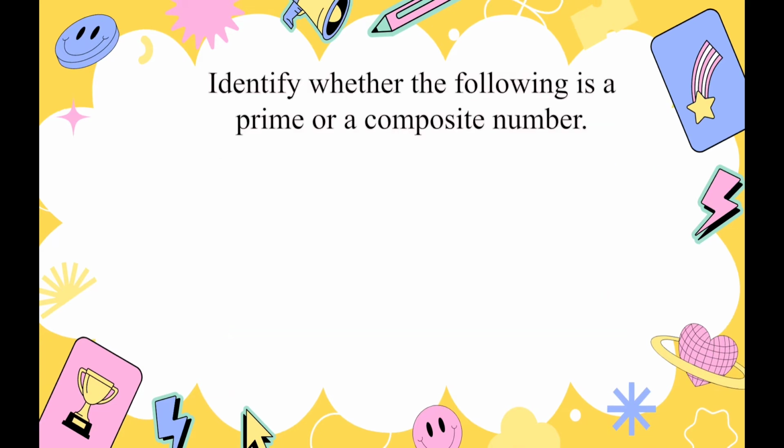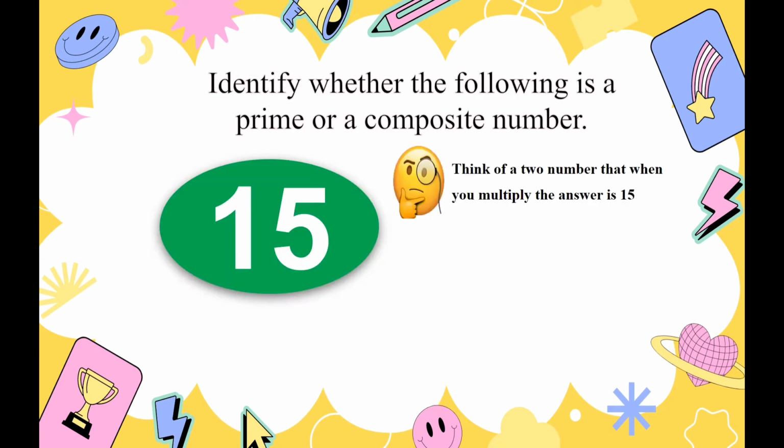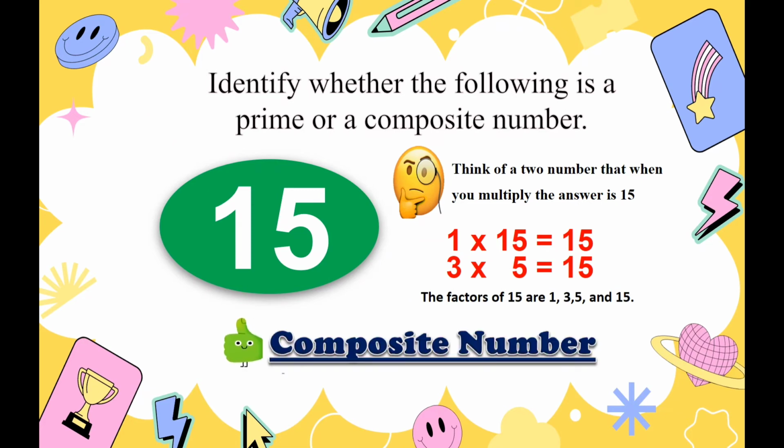Okay, so, another example, 15. Think of 2 numbers that when you multiply, the answer is 15. Ayan. So, 1 times 15 is equal to 15. 3 times 5 is equal to 15. And the factors of 15 are 1, 3, 5, and 15. So, meron siyang 4 na factors. Lumagpas siya sa dalawa. So, ibig sabihin, si 15 ay isang composite number.